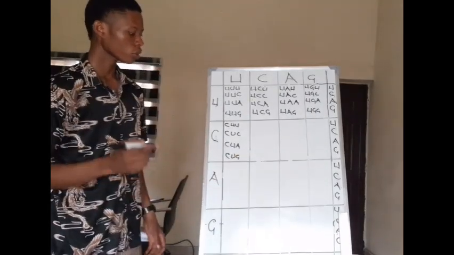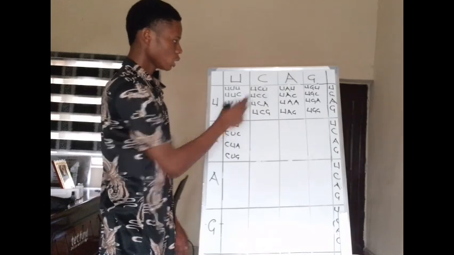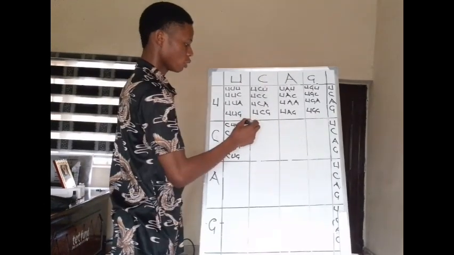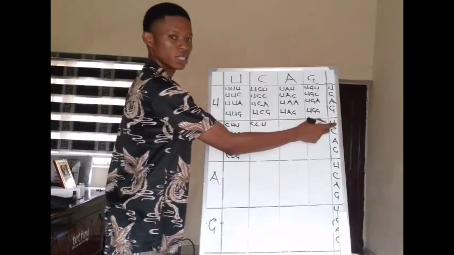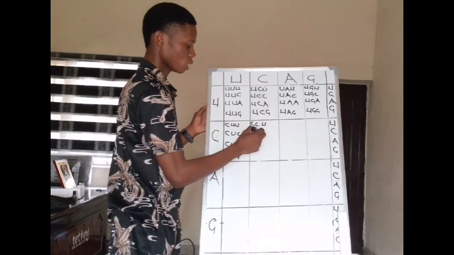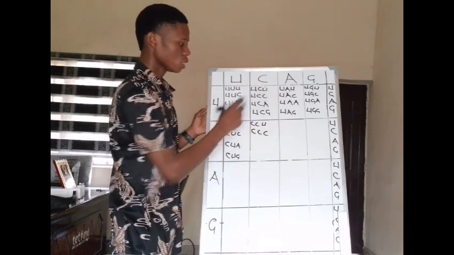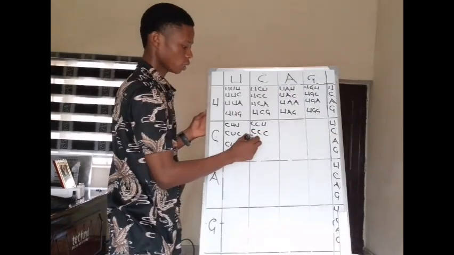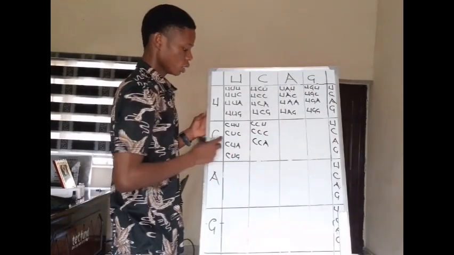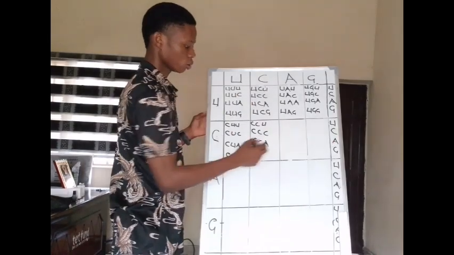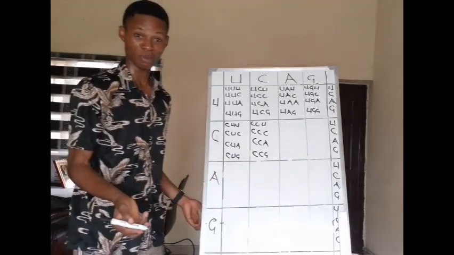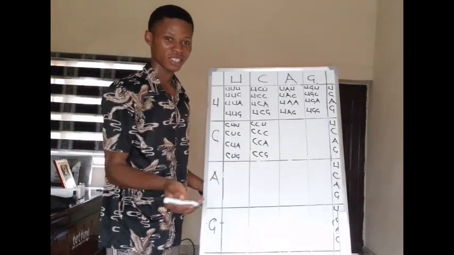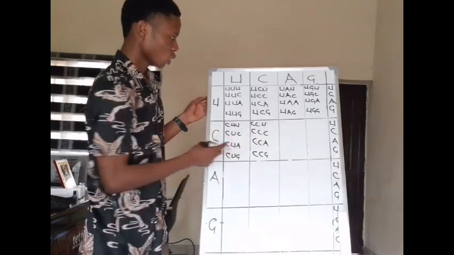Good. The next one, C, C, U. Next, C, C, C, right? Next, C, C, A. Next is C, C, G. And we're done with that. Isn't it simple? Nothing more. Move on to the next.